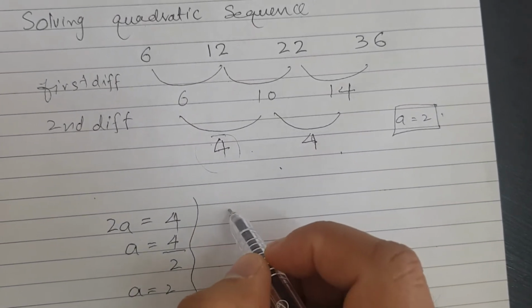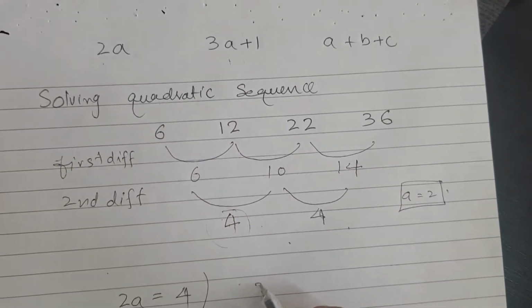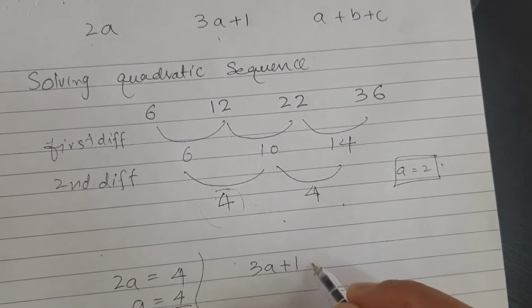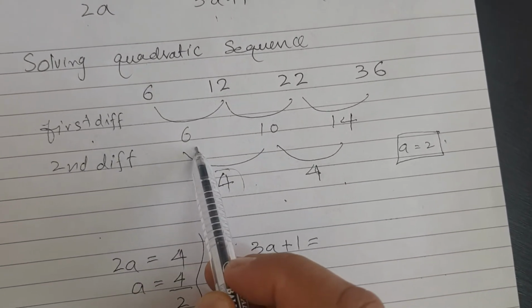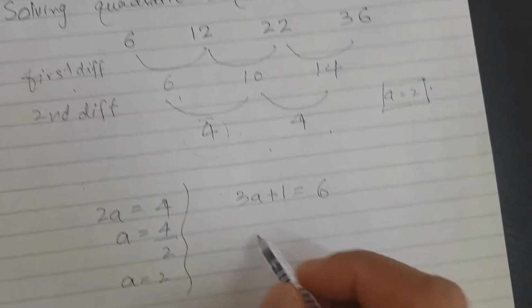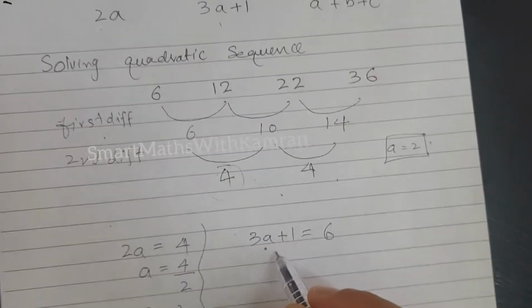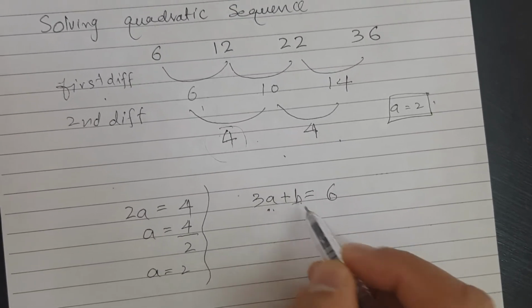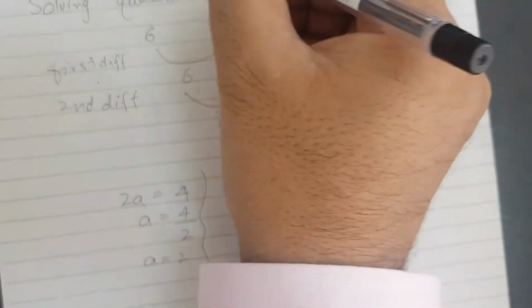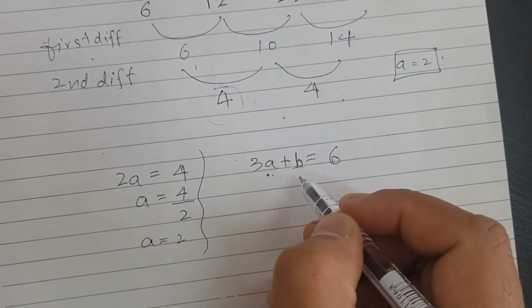Now I'll take the second value by using the second formula, 3a plus b. Wait, this is 6. Now 3a plus b is equal to 6. This is not 1, this is b, so I change it to b. Now 3a plus b is equal to 6.